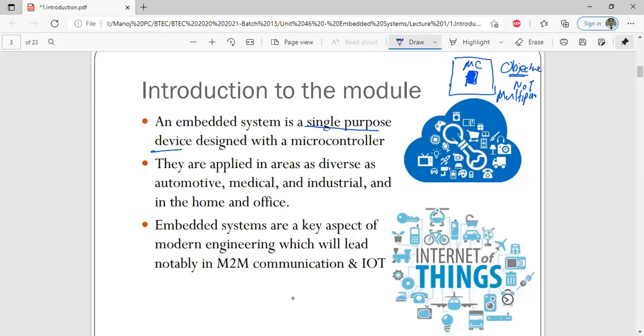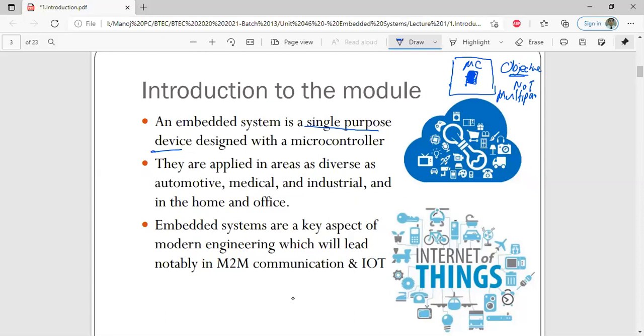So if we consider, almost all the electronic devices that we are using are embedded systems. They are applied in automotive, medical, industrial, in homes, offices, and everywhere we are using these embedded systems without knowing that they are embedded systems.